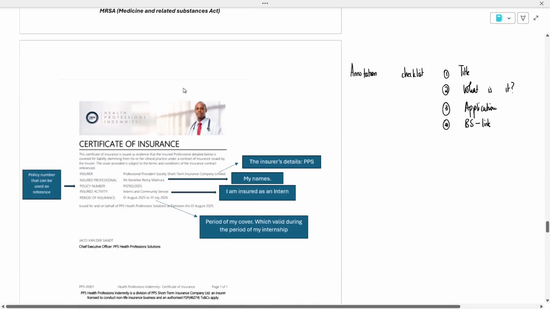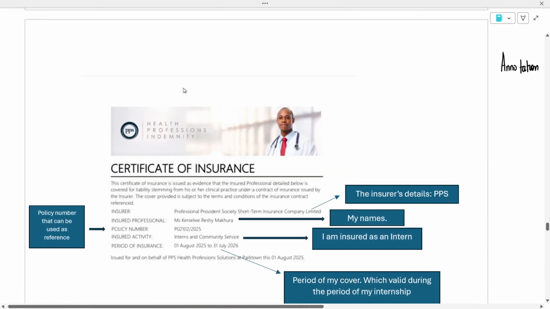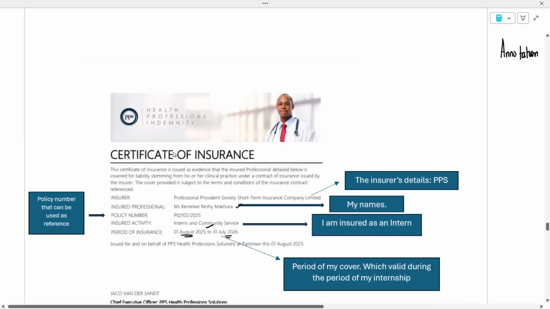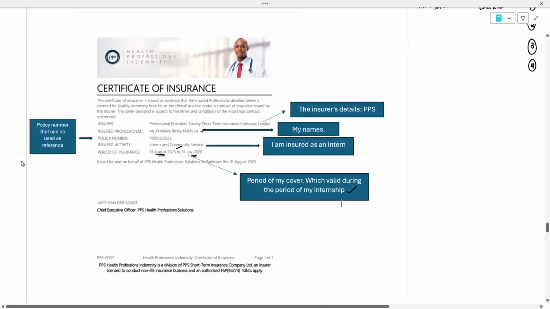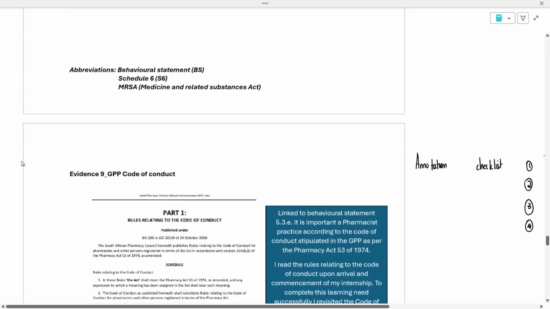That's the name of evidence. Evidence 8. Okay. The name of the person insured. Insurance date, 31. Okay. This is good. Period. Okay, this is good. Good evidence. So behavior statement D is covered for.